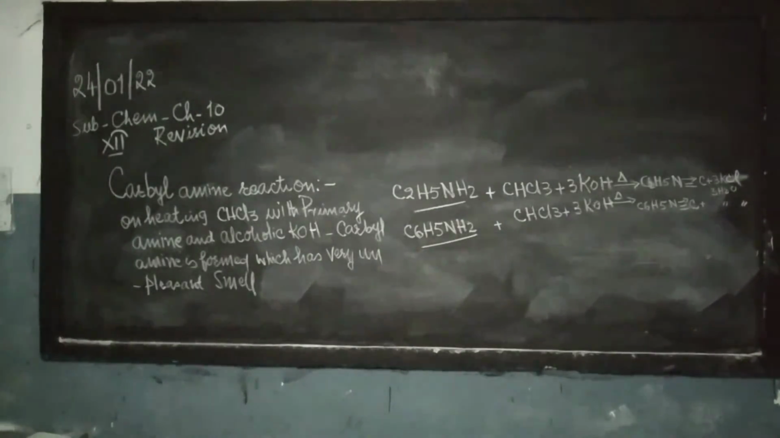In the case of aniline, the formula of aniline is C6H5NH2 plus CHCl3 plus 3KOH. Heating gives C6H5N, single coordinate bond, double covalent bond, C, plus 3KCl plus 3H2O. So this is all about carbylamine. The main thing from which you can detect that it is a carbylamine reaction is that carbylamine has a very unpleasant smell.